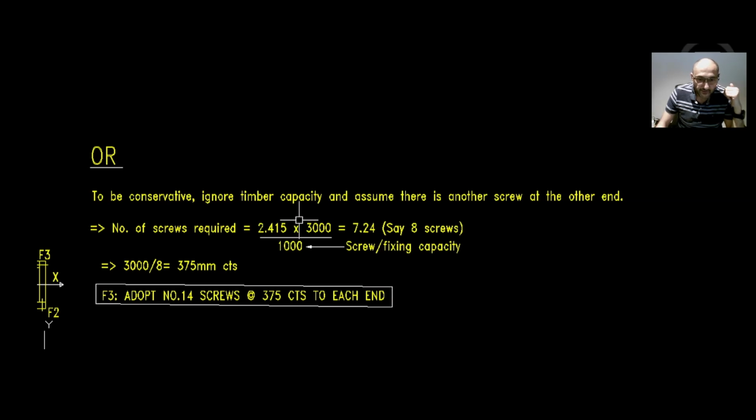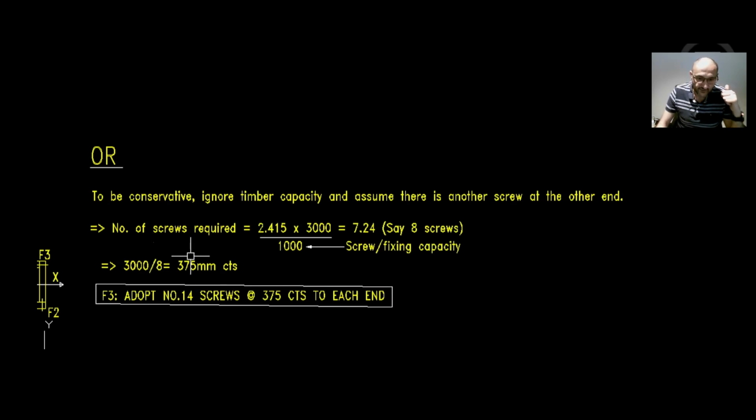and then the number of screws required will be 2.415. Okay, that's the shear flow for each vertical plane. 2.415 multiplied by 3 meters, so 3,000 millimeters, divided by 1,000, which is the screw capacity. That will give us 7.24. We can round that up. Always round it up to the number of screws. It's more conservative that way. And that will be 8 screws.